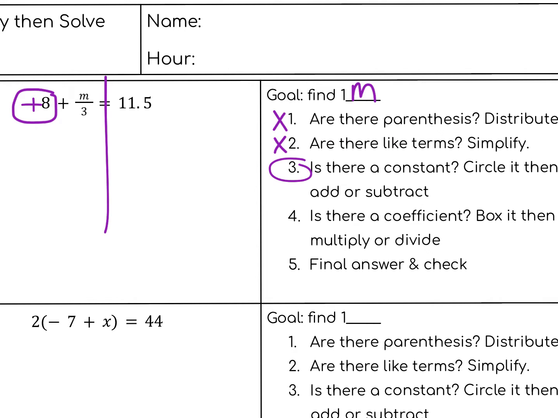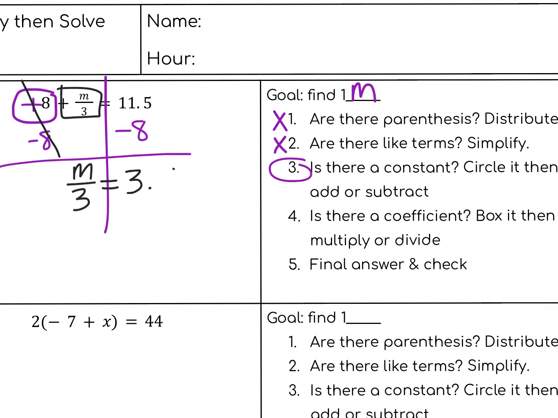To get rid of my constant, the opposite of plus 8 is minus 8. What I do on one side of the equation, I have to do on the other side. 8 minus 8 is 0, so those cancel each other out, and I still have this m divided by 3. Then I bring my equal sign straight down. In my calculator, I do 11.5 minus 8, which is 3.5.